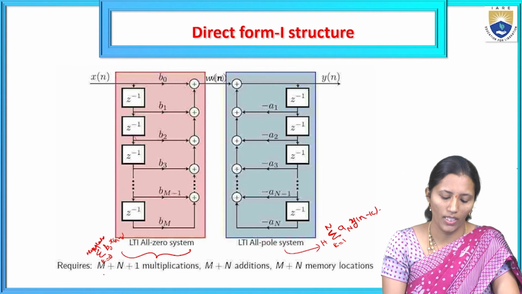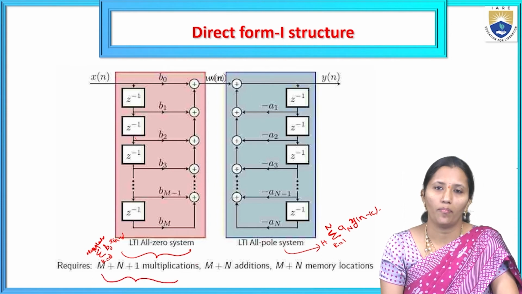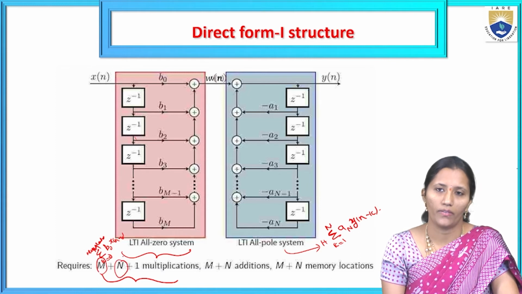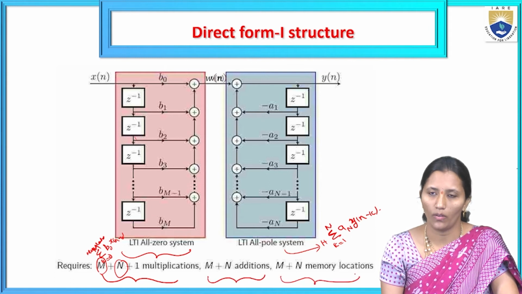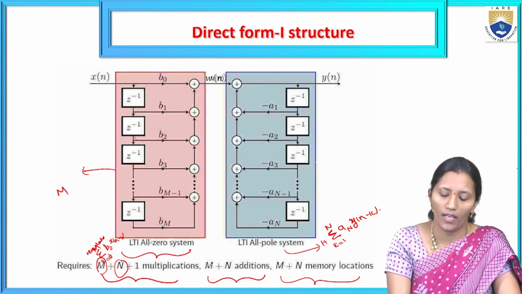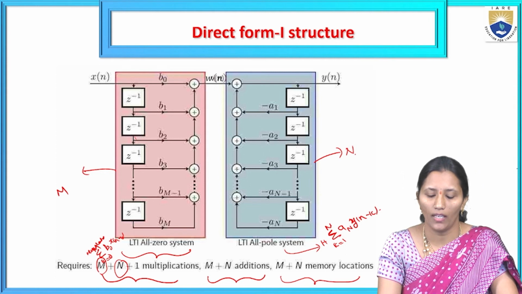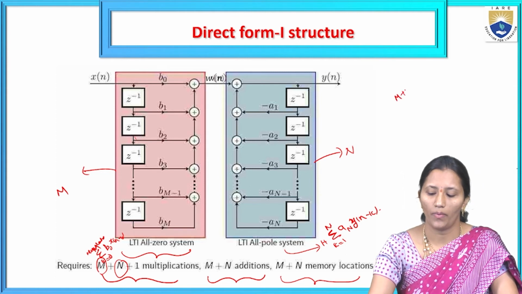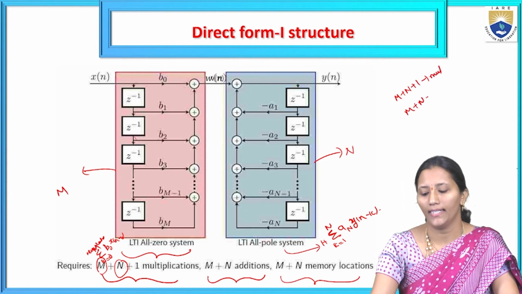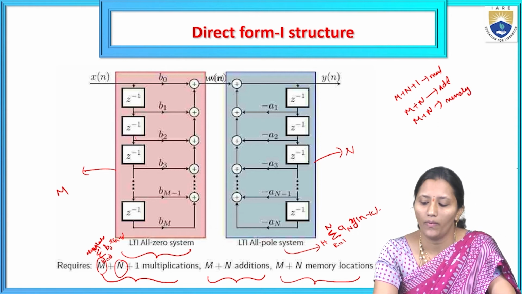Here we are going to use m plus n plus 1 multiplications, where m is the order of the numerator and n is the order of the denominator, and m plus n additions, and we are using m plus n memory locations for the direct form 1 structure. So here the order of the zero system is m and the order of the pole system is n. So for that we are going to use m plus n plus 1 multiplications and m plus n additions and m plus n memory locations in the direct form 1 structure.